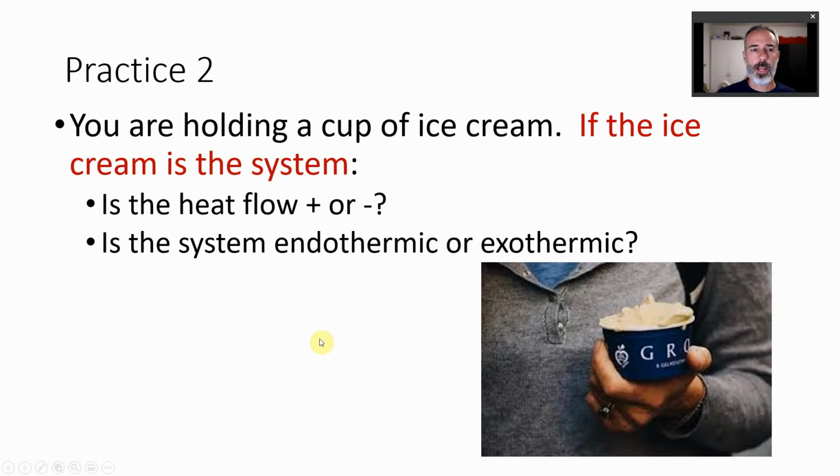All right, so let's try a second practice. You're holding a cup of ice cream. If the ice cream is the system, is the heat flow positive or negative? Is it endo or exothermic? Well, let's label what's hot and cold. The ice cream, I think, is cold. Your hand and all the rest of the stuff around it is warmer. Heat energy always flows from warm to cold. So therefore, the ice cream, if it's the system, is going to have energy coming in. So we know it's endothermic because the heat is entering it. And the heat flow coming in is positive from the ice cream's perspective.